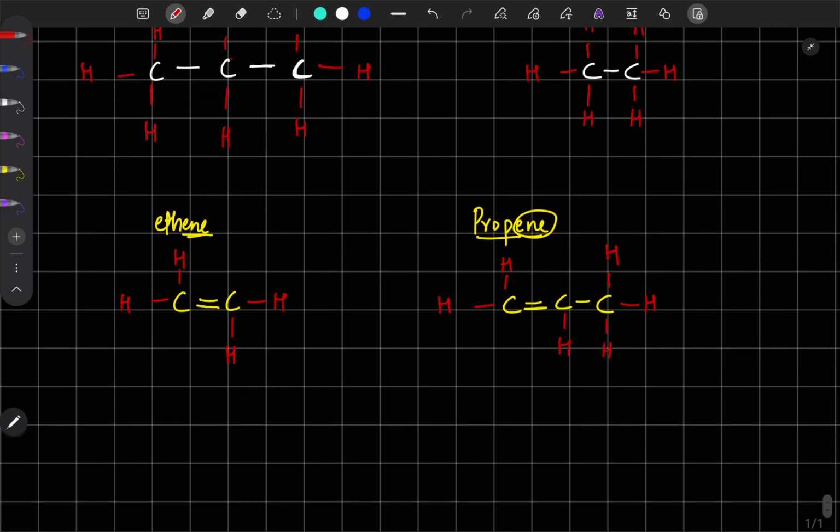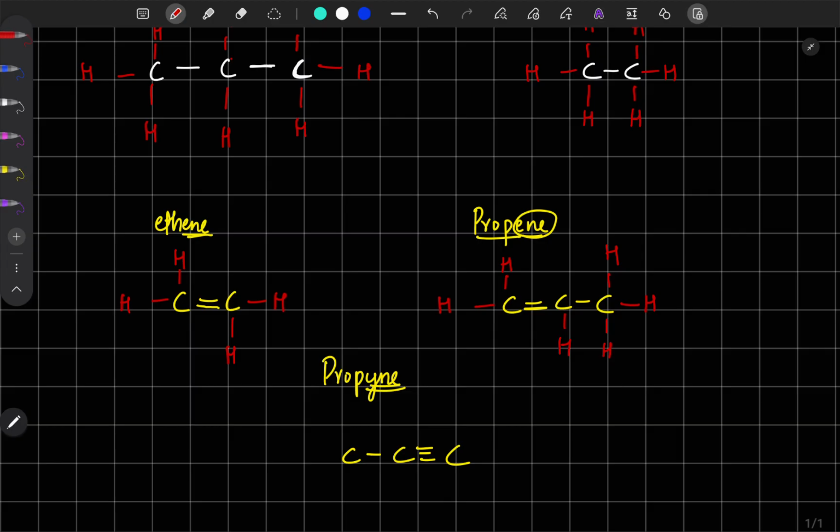Can we try for propyne? Propyne will be this, propyne. Prop means what? 3 carbon atoms in a straight chain. There is YNE. YNE means what? There is a triple bond in this compound. Okay, so attach one triple bond.